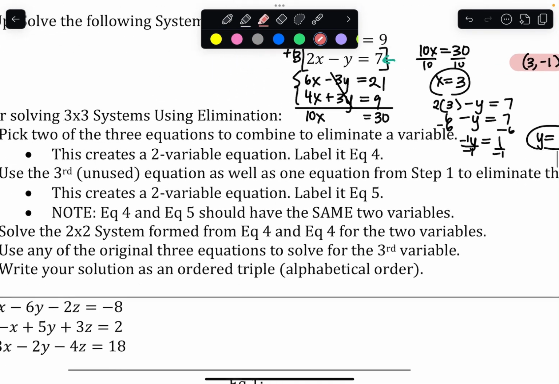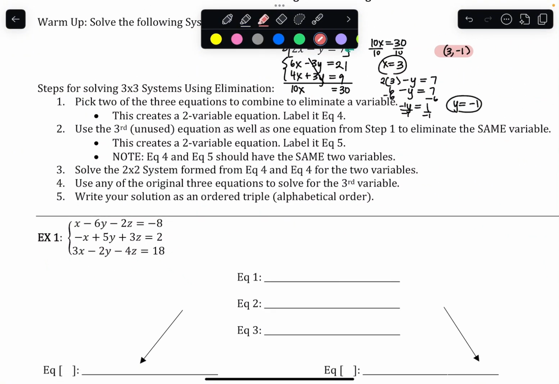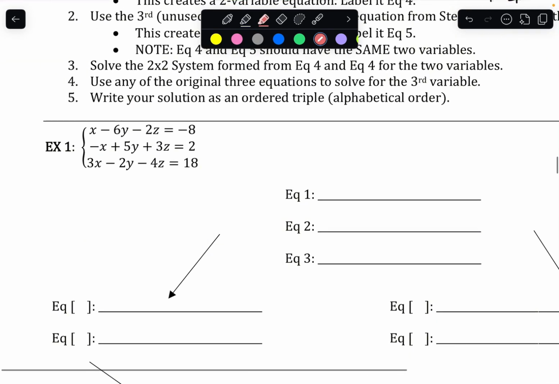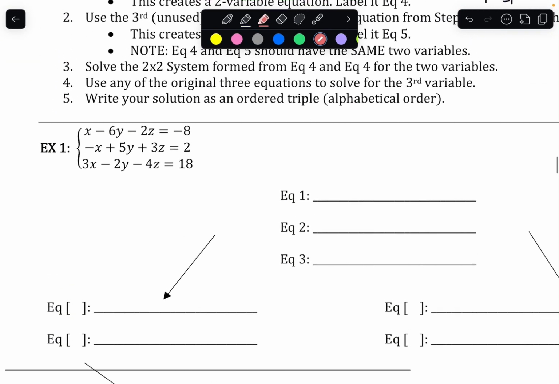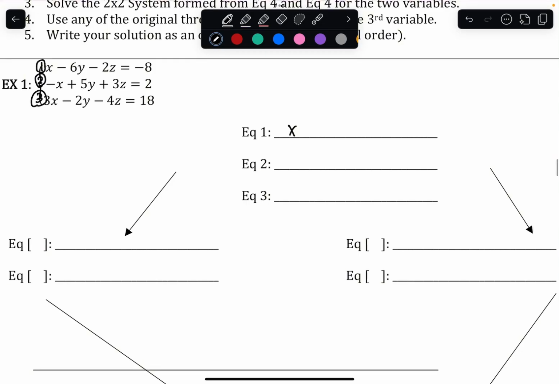Okay, and so here's the steps for solving a 3 by 3 systems. You are still trying to eliminate a variable. And so I think it's helpful to number the equations so we kind of have an outline for you. So usually I just number 1, 2, 3. And so equation 1 is x minus 6y minus 2z equals negative 8. Do your 2's with a loop and your z's with the bar. Otherwise, those turn into 22's really fast.